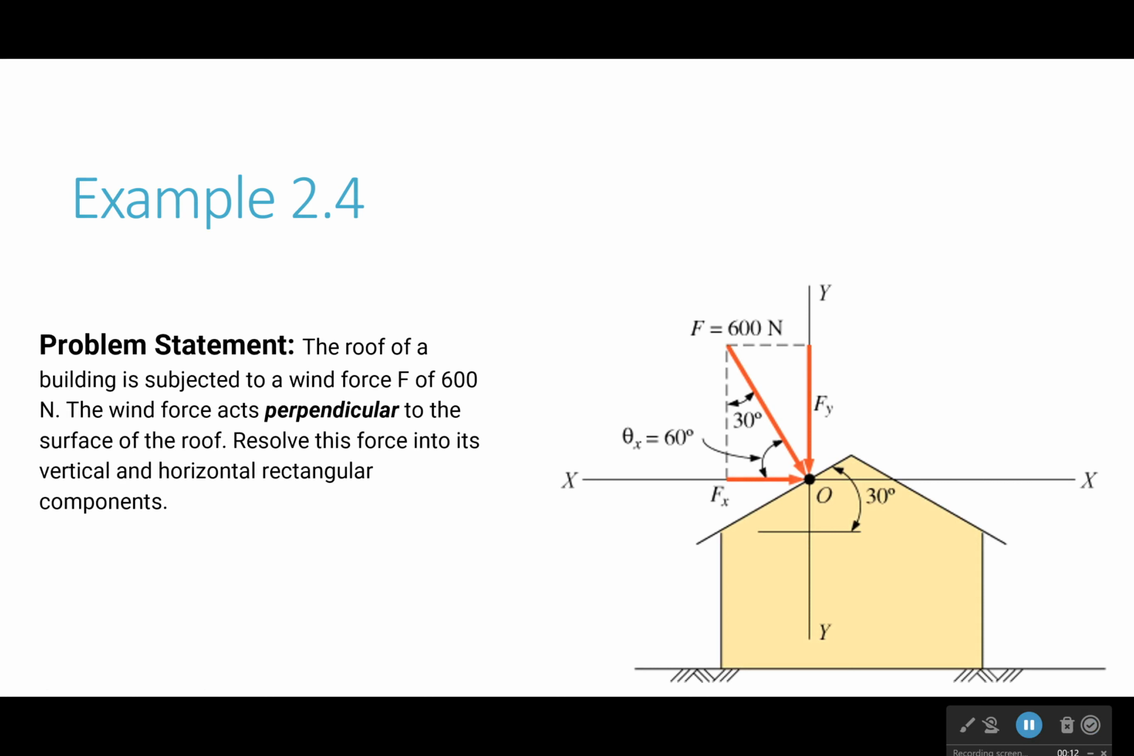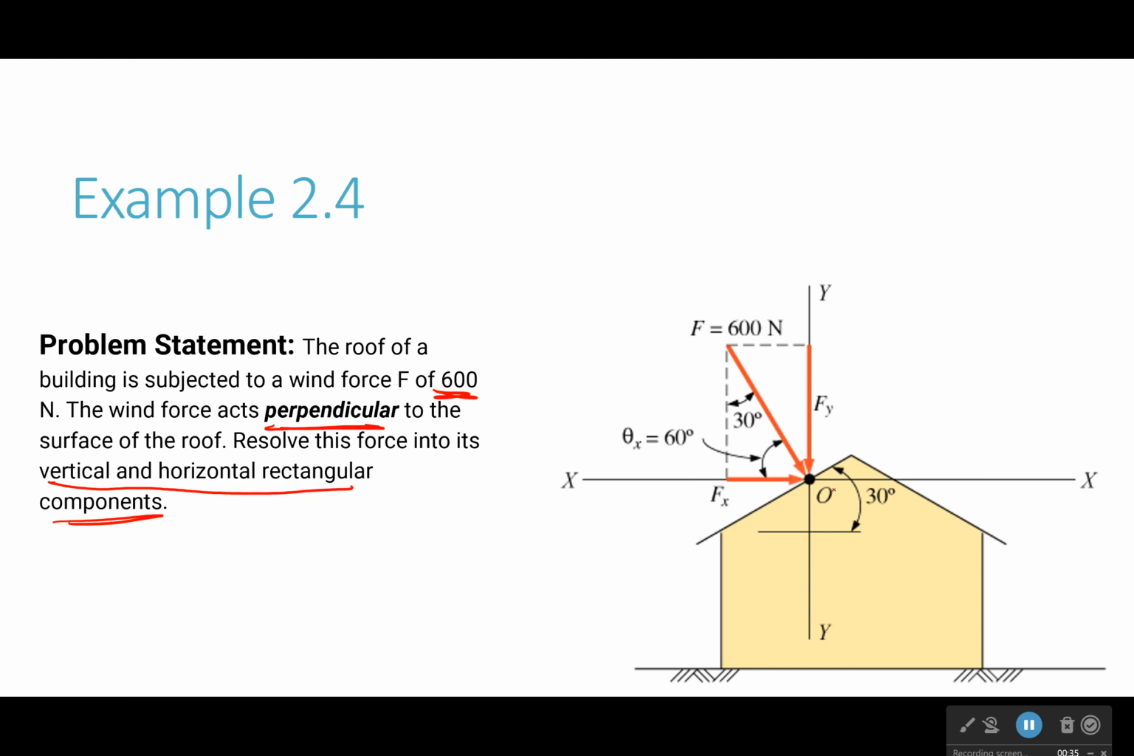So we have a roof of a building and it's subjected to a wind force of 600 newtons. Now this wind force acts perpendicular to the surface of the roof. Now this is where it's going to get really wonky. This force is perpendicular to the surface of the roof, and it wants you to resolve this force into its vertical and horizontal rectangular components. Okay.